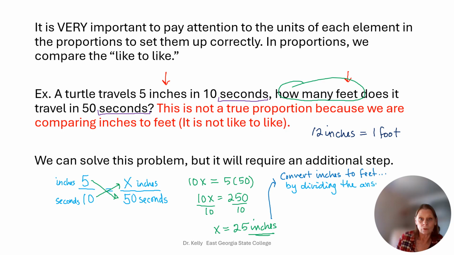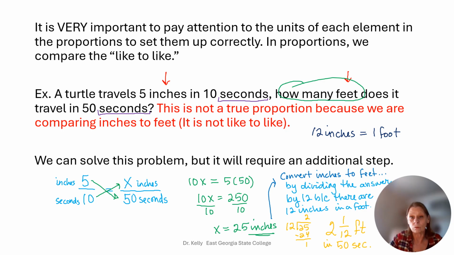So we are going to convert inches to feet by dividing the answer by 12, because there are 12 inches in a foot, as I said above there. Let's do it real quick. I've got 25. 12 divides into 25 2 times with 1 left over. So our answer is 2 1/12 feet in 50 seconds. That's a pretty fast moving turtle, honestly. Less than a minute, 2 feet.